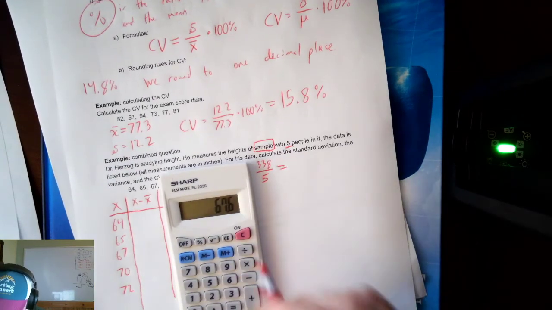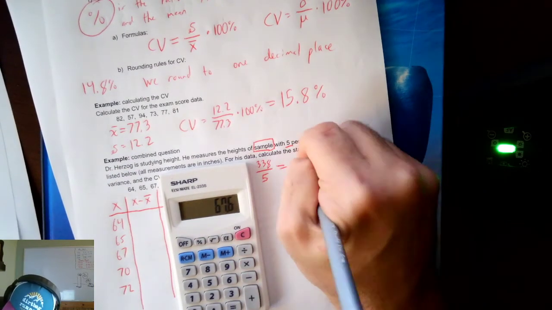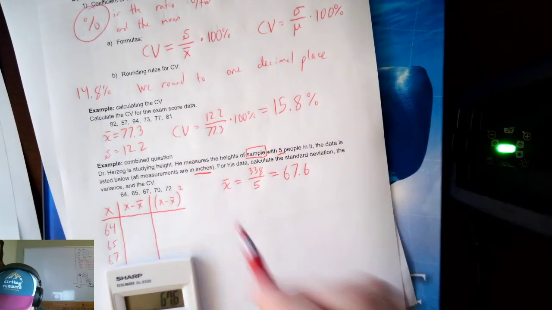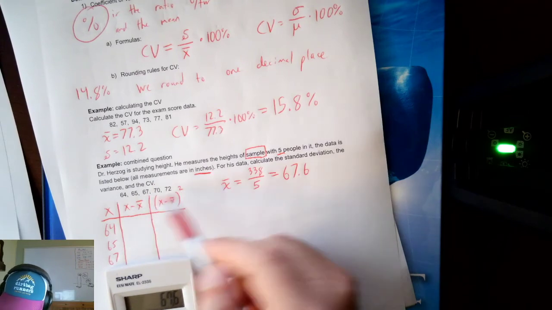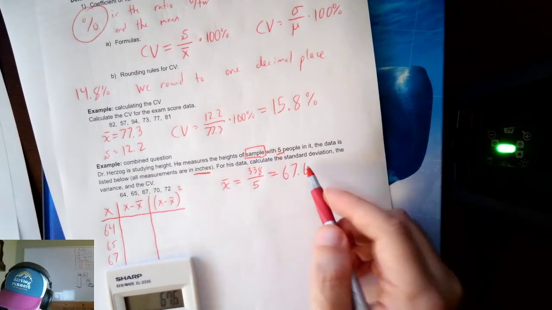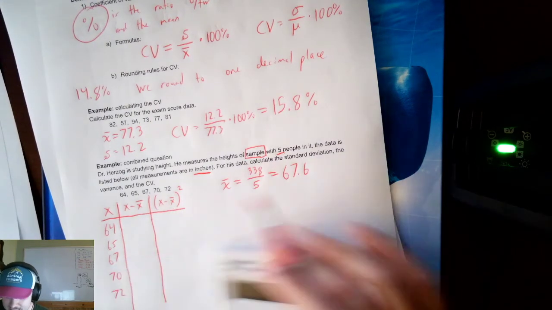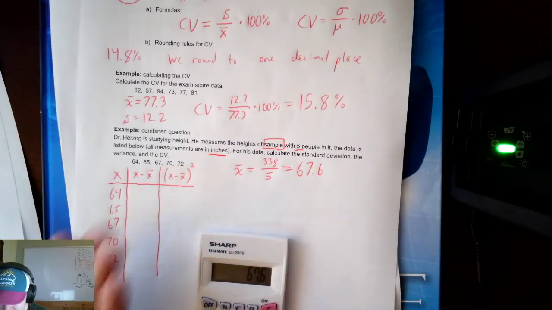Divide by 5 gives me 67.6, which is kind of awesome because it's already rounded correctly, right? I wanted 1 decimal place because my original data was whole numbers. I always go 1 more decimal place than the original data, right? So 67.6 will work. Now, I need to fill in my table.